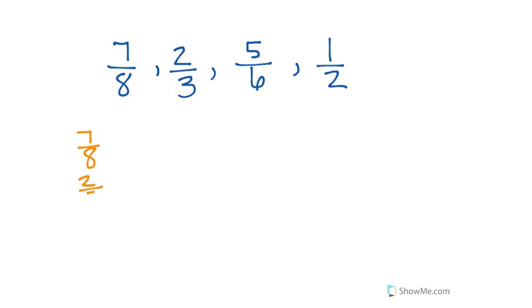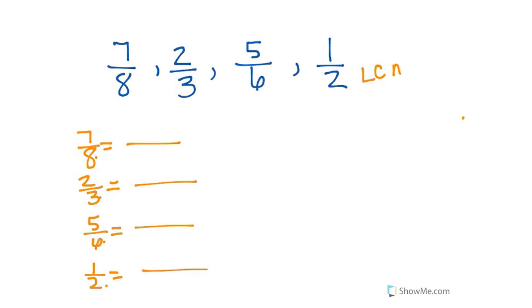7/8, 2/3, 5/6, and 1/2. Now, if you are strong in your multiplication skills, guys, I'll tell you right now, you don't need to find the least common multiple. Those of you that are strong with your multiplication skills are going to be looking at the 8, 3, 6, and 2 and asking yourself, what can 8, 3, 6, and 2 all go into? Ooh, they can all go into 24. If you're strong with your multiplication skills, you don't need to do all that extra work. But for those of you that need a little extra help, let's find our least common multiple.